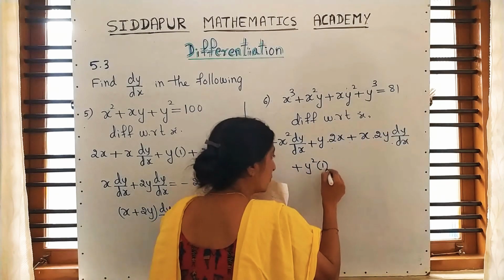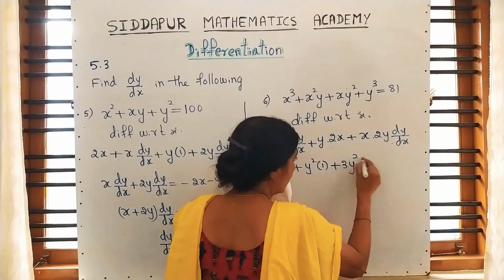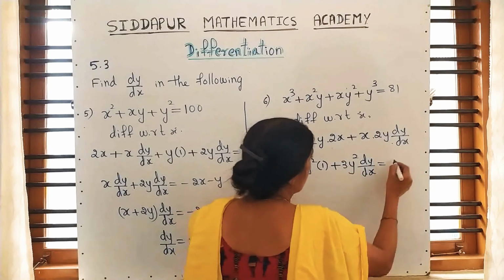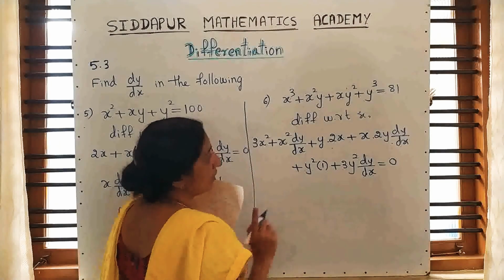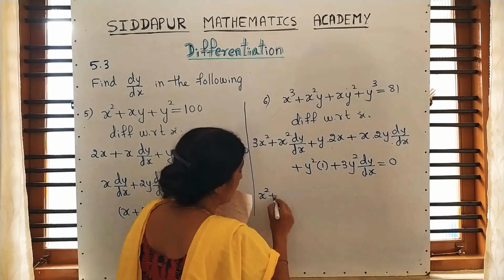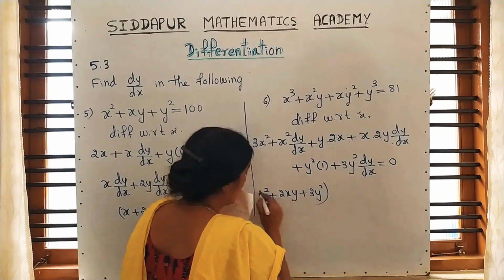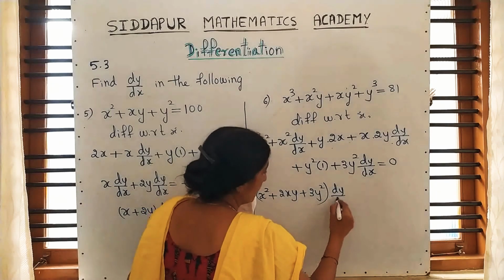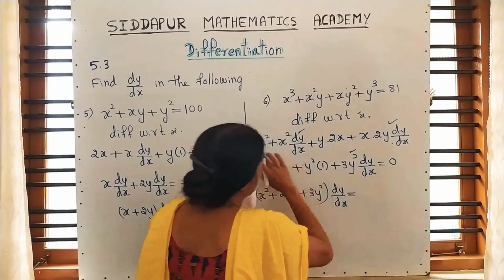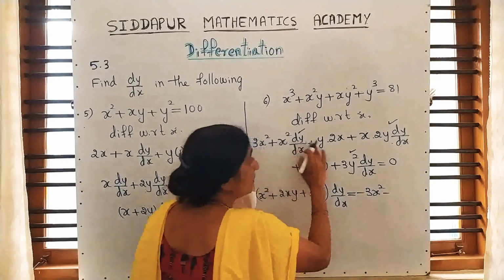Differentiation of x is 1, plus what is the differentiation of y cube? First power 3y square, then base is y, that is dy upon dx, is equal to 0, because 81 is a constant. Now write down the term with dy upon dx on the left side, and at the same time I am taking dy upon dx common also. I am marking this term and this term. Now the remaining terms on the right side, minus 3x square. The plus terms become minus.